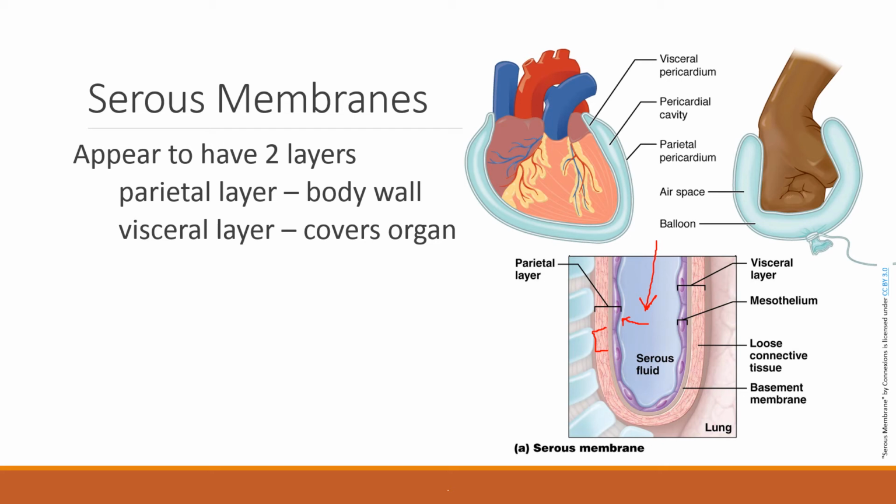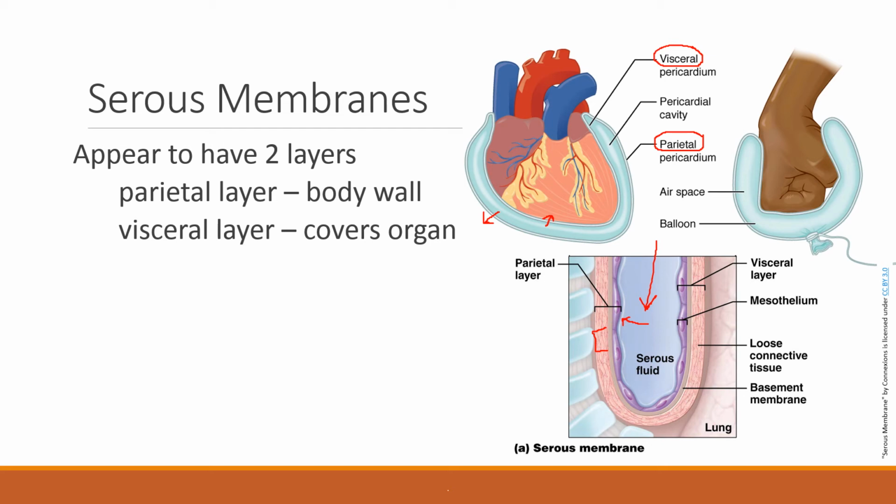Now, the layers of these tissues have different names. The outer layer that faces the body wall and other organs is called the parietal layer. So you can see parietal written right here. The inner layer of the membrane that covers the organs of your body is called the visceral layer. So this is visceral right here, the visceral layer.